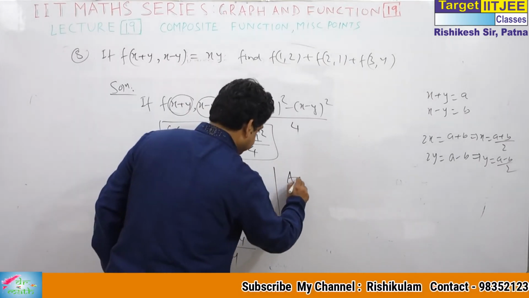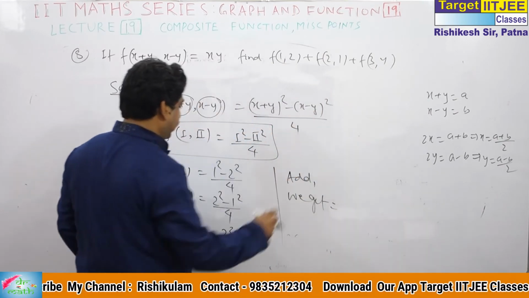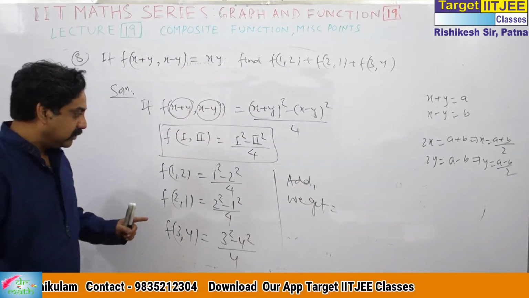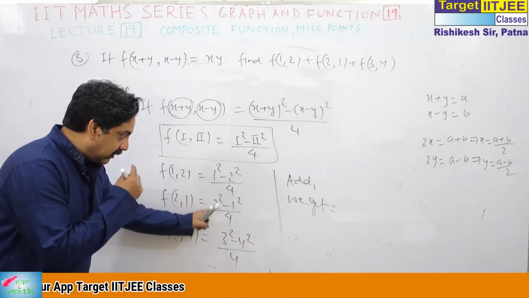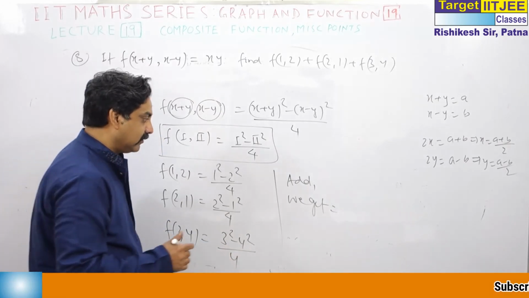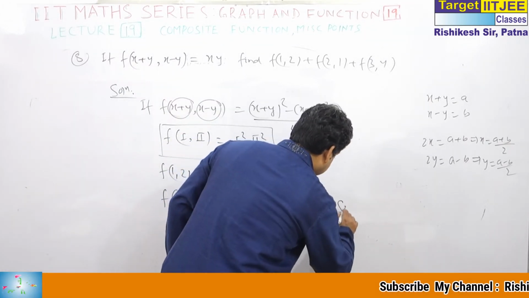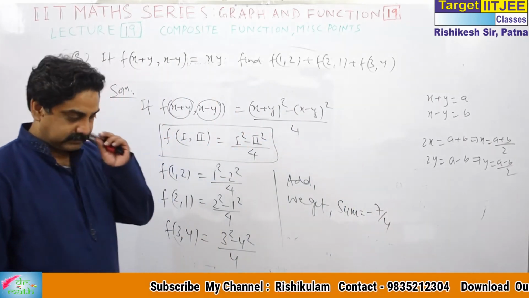Add. Since we have to find its addition, what do we get? When we add, you see these two cancel, and this is what? So these two will give 0, and this is 9 minus 16, minus 7, by 4. We get the sum as minus 7 by 4. This type of difficult question.